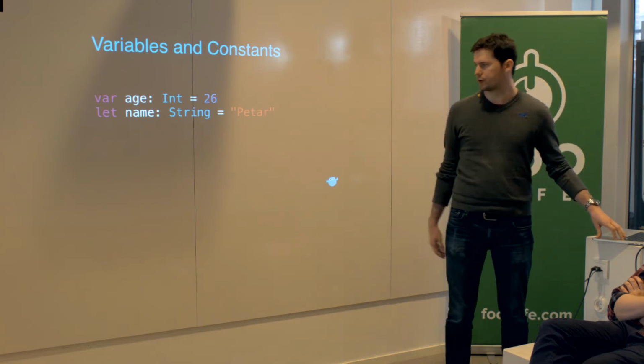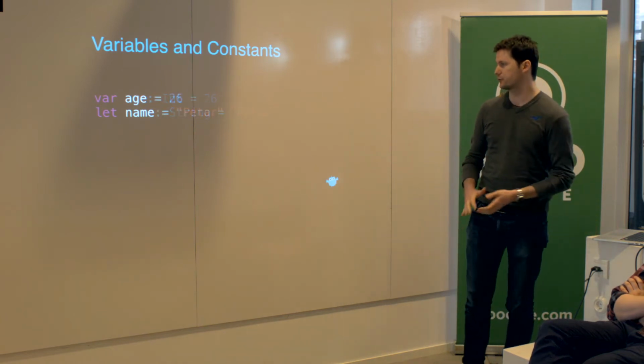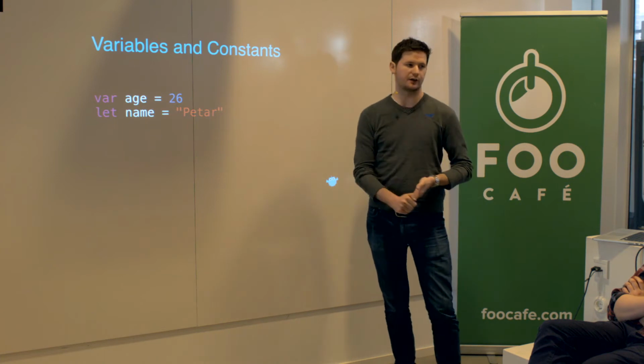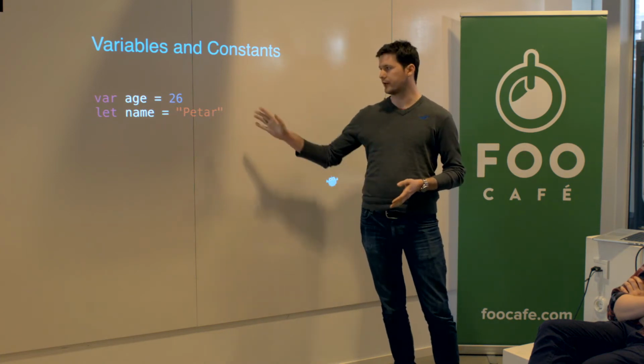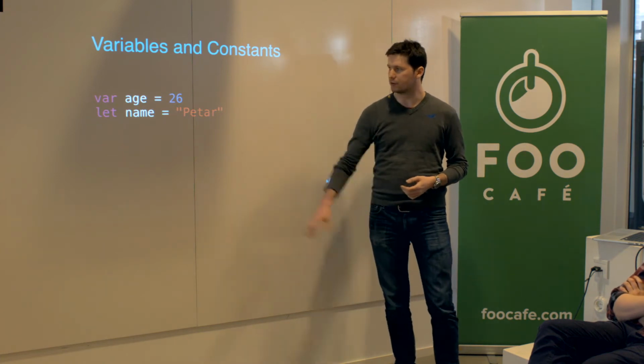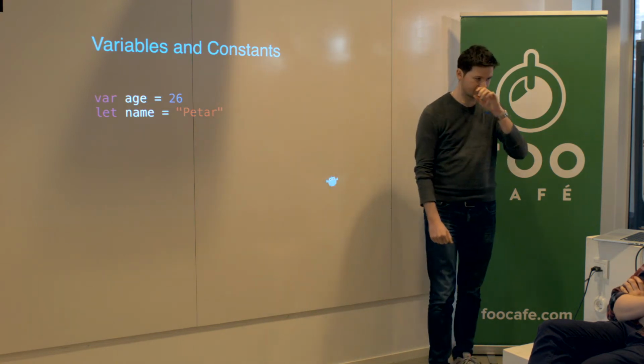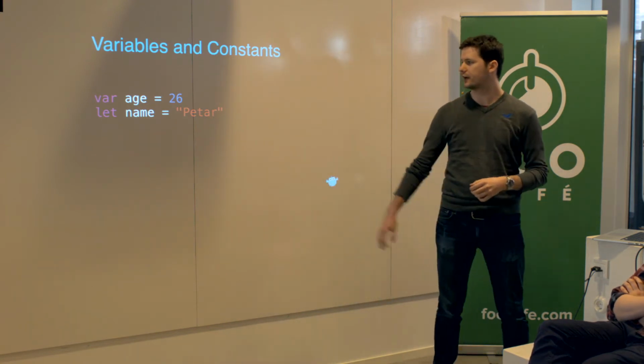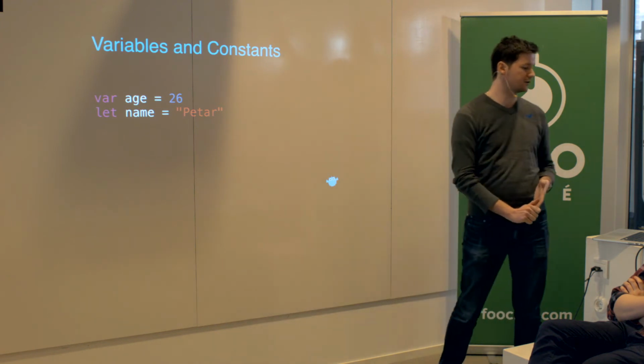But this can be written shorter. We can make this much shorter. We don't even have to be specific about the types. Swift can infer that. So we can only write var age = 26, and it'll figure out that's an Int, and it'll figure out that the second row is a string.